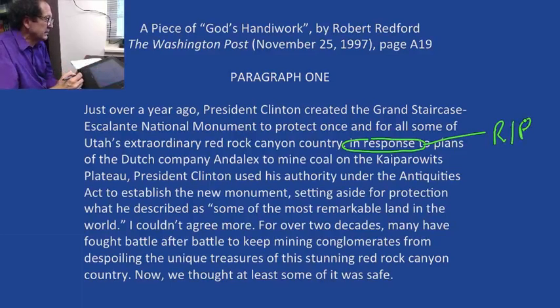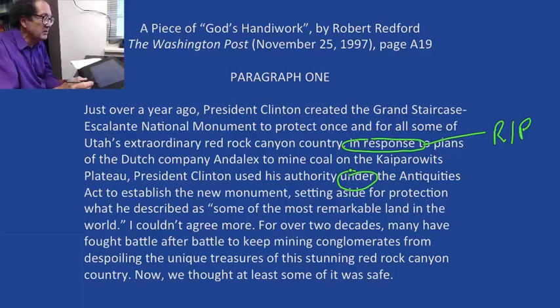Now, in response to plans of the Dutch company Andelex to mine coal on the Kaiparowitz Plateau, President Clinton used his authority under the Antiquities Act to establish the new monument. Now, this is actually a pretty tricky one. We know that the plans of the company are the premise that explains the conclusion that Clinton used his authority. But what's the word under doing? Well, under means it's the Antiquities Act that gave him that authority, that explains why he had that authority and justified him in doing what he was doing, namely establishing the monument.